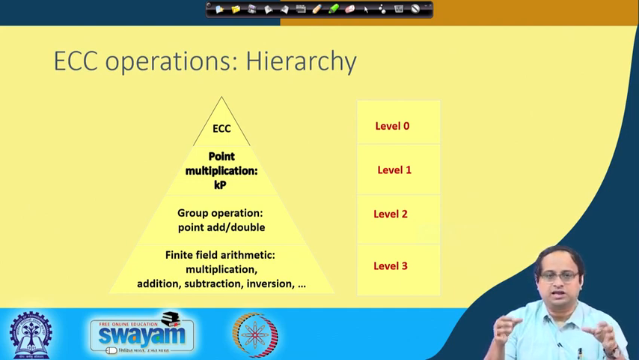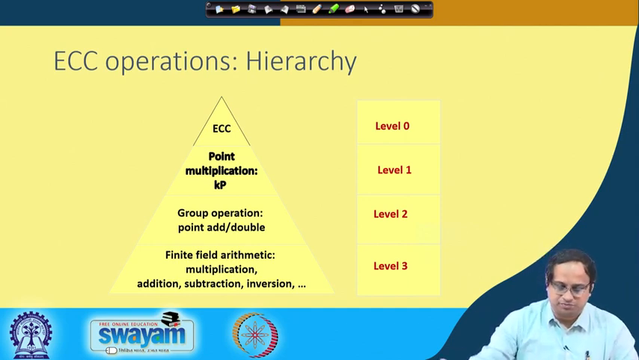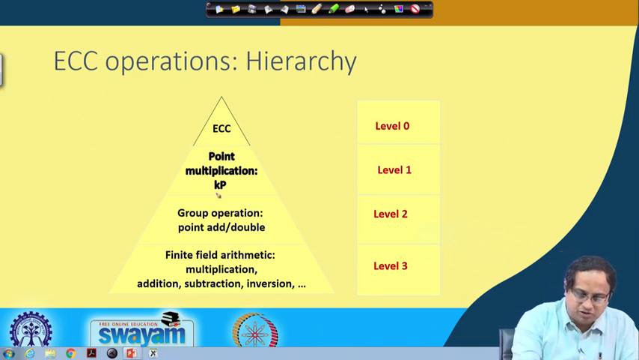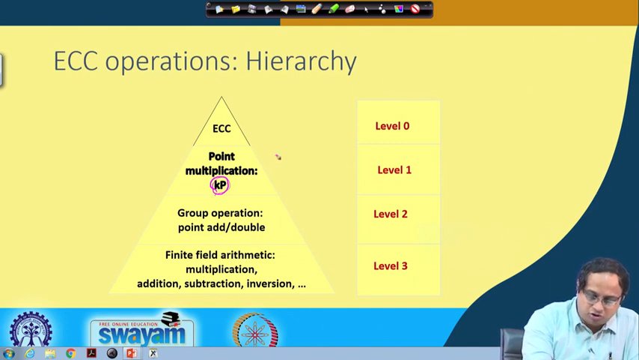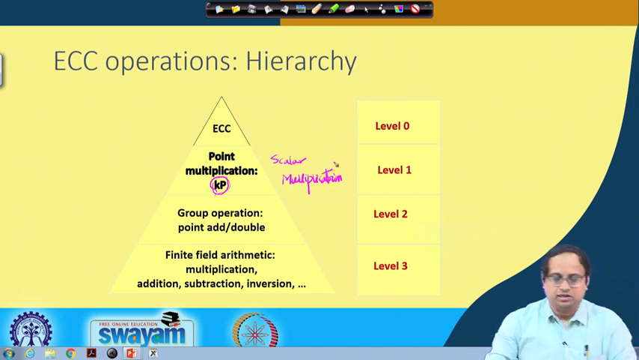And now, with addition and doubling, you are all set to compute what is called a scalar multiplication. In scalar multiplication, very simply put, you calculate kP. This is often called the scalar multiplication. Scalar multiplication often implies that you are adding the point p, k times.